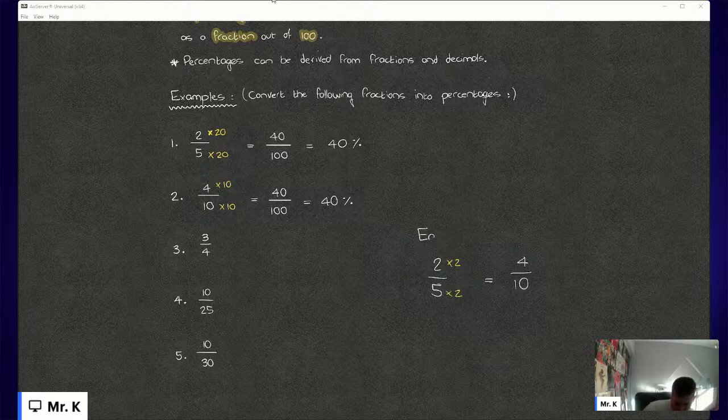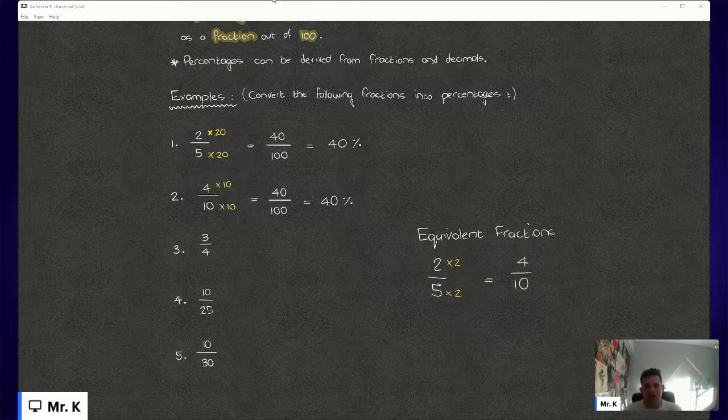And this is important because it tells us that when fractions are equivalent, this is something you learned about in grade 4 and grade 5, equivalent fractions will give us the same percentage, okay? So even though the fractions look different, again, because we are working with equivalent fractions, we know that their value is the same. So let's move on to example number 3 over here, 3/4.